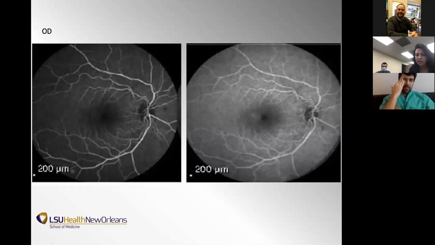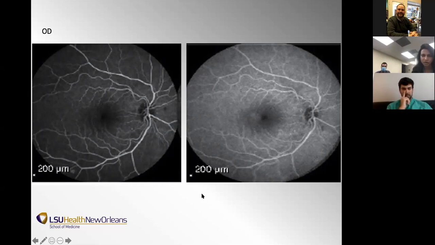How about second year? Talk about the type of the pictures shown here and comment on what they see. Dr. Patel? Dr. Azar? Is this ICG? This is a fluorescein angiography. Okay, fluorescein angiography.